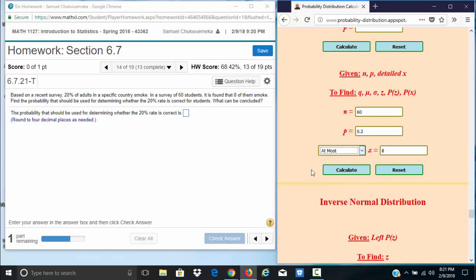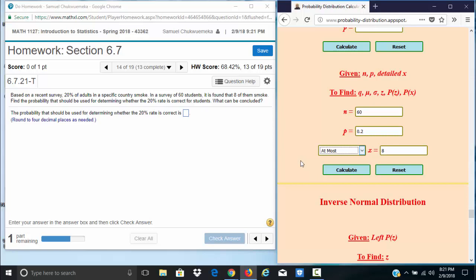I think that's the probability we should use, because if 20% of adults smoke in a country, that means probability is 0.2. They took a survey of 60 students. 8 were smokers. For us to see whether that 20% is correct, we're going to find the probability that at most 8.